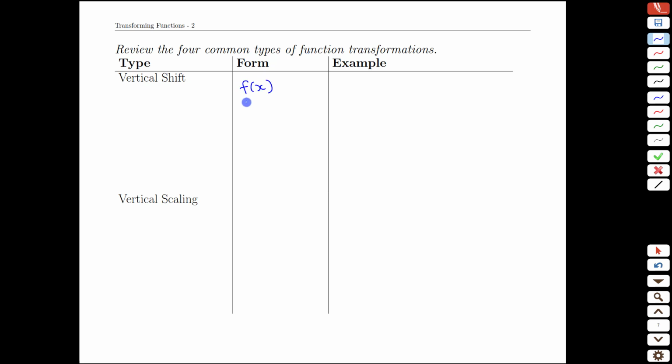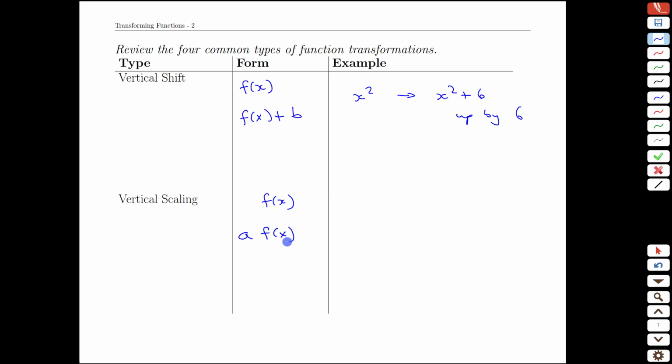If we start with a function and we want to shift it vertically, we simply add some number to the outside. For example, if we have x squared and we replace that with x squared plus 6, that would go up by 6 units. Vertical scaling has the same properties as the vertical shift. It's a transformation that's outside the function itself.